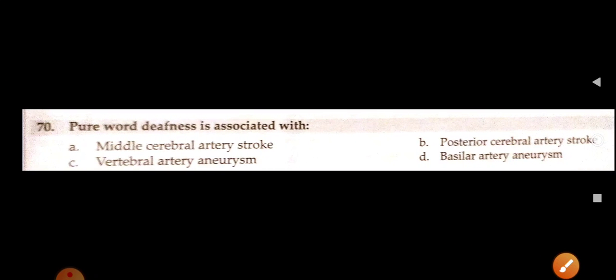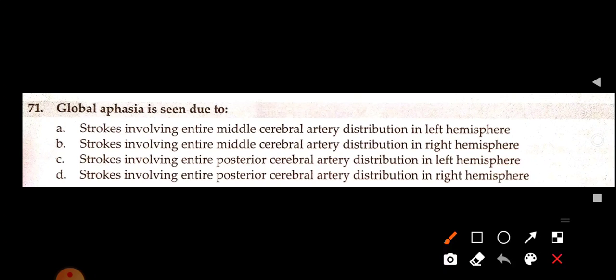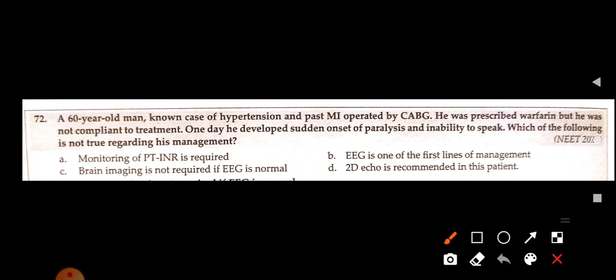In posterior cerebral stroke, I already explained about PC, where if the posterior cerebral artery stroke is on the right side, then the left side is affected. Contralateral, it affects that part of the body, and there is alexia without agraphia, for vision it is responsible. Okay, global aphasia is mainly seen due to stroke involving the middle cerebral artery distribution in the left hemisphere.